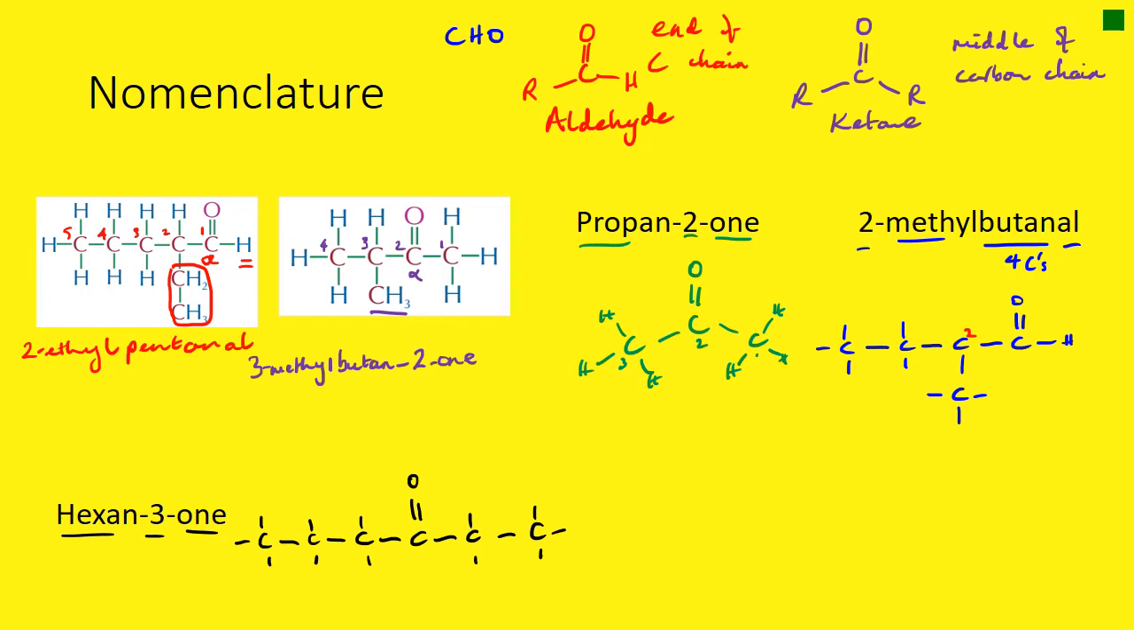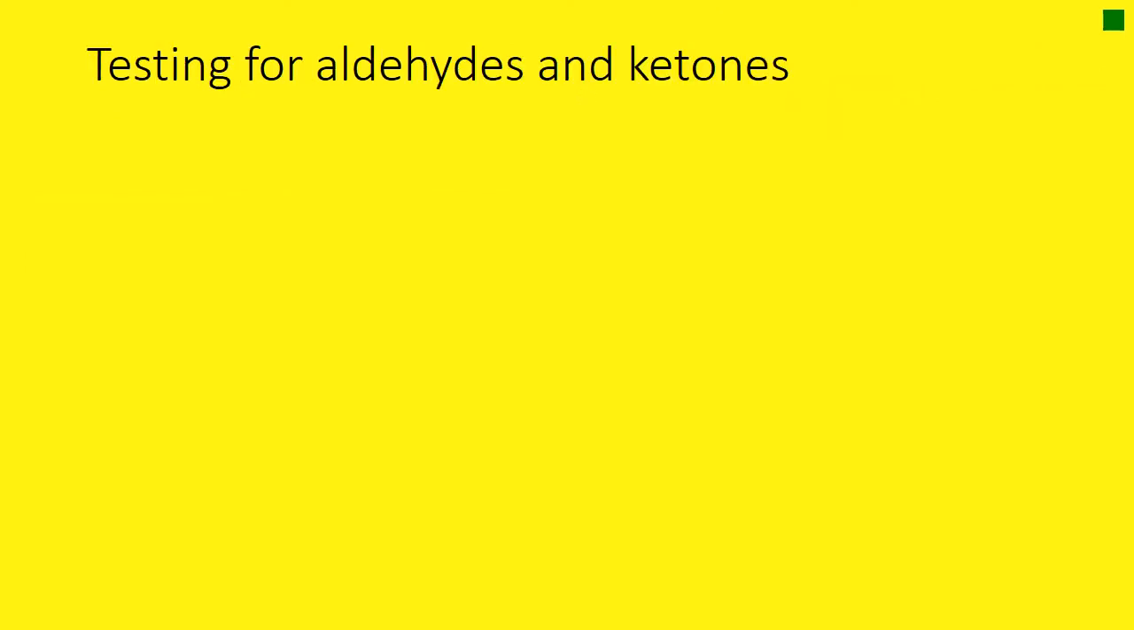Okay, so hopefully you've got the idea of how to name the aldehydes and ketones. That's a little bit of revision because we did that in year 12. So let's move on. Now we move on to testing for aldehydes and ketones. When we are testing for them, we're basically just going to use either Tollens' or Fehling's in order to oxidize them, because Tollens' and Fehling's are oxidizing agents.